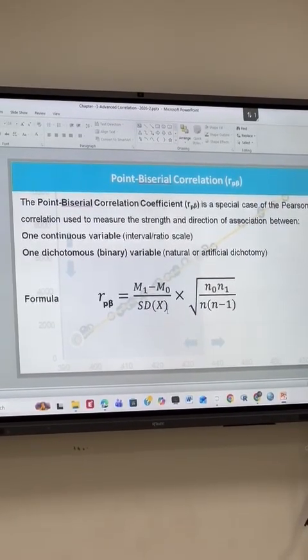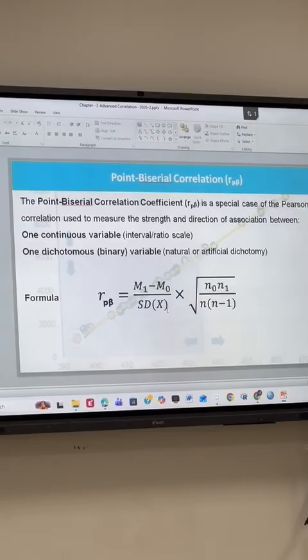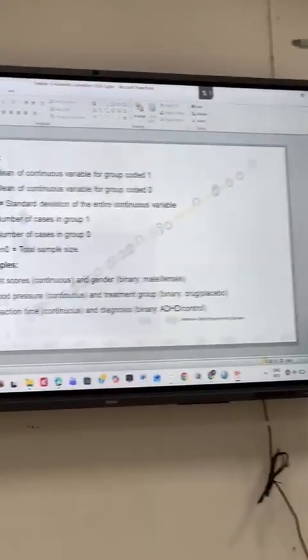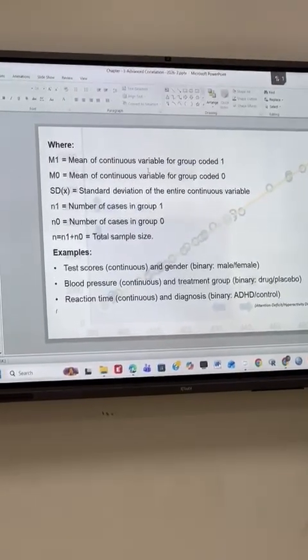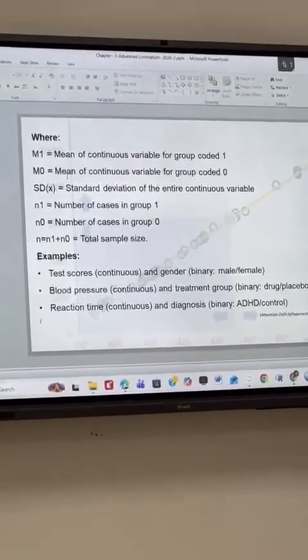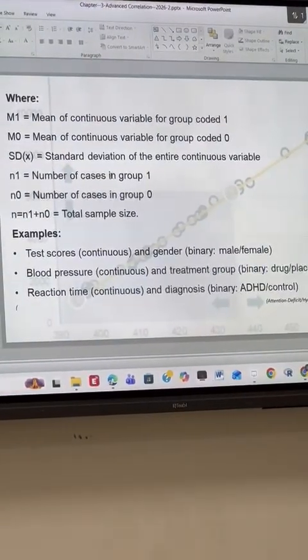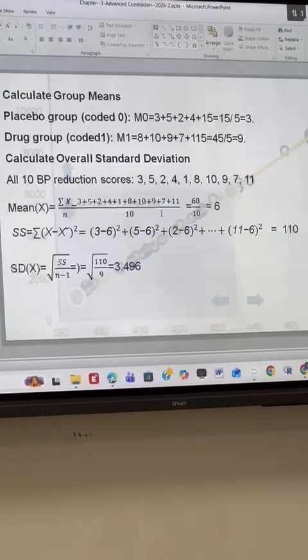What is the formula of the point biserial correlation? This is the formula. Here M1 is the mean of the continuous variable coded 1, M0 is the mean coded 0, and the standard deviation is of the entire continuous variable. Like this you can solve the question.